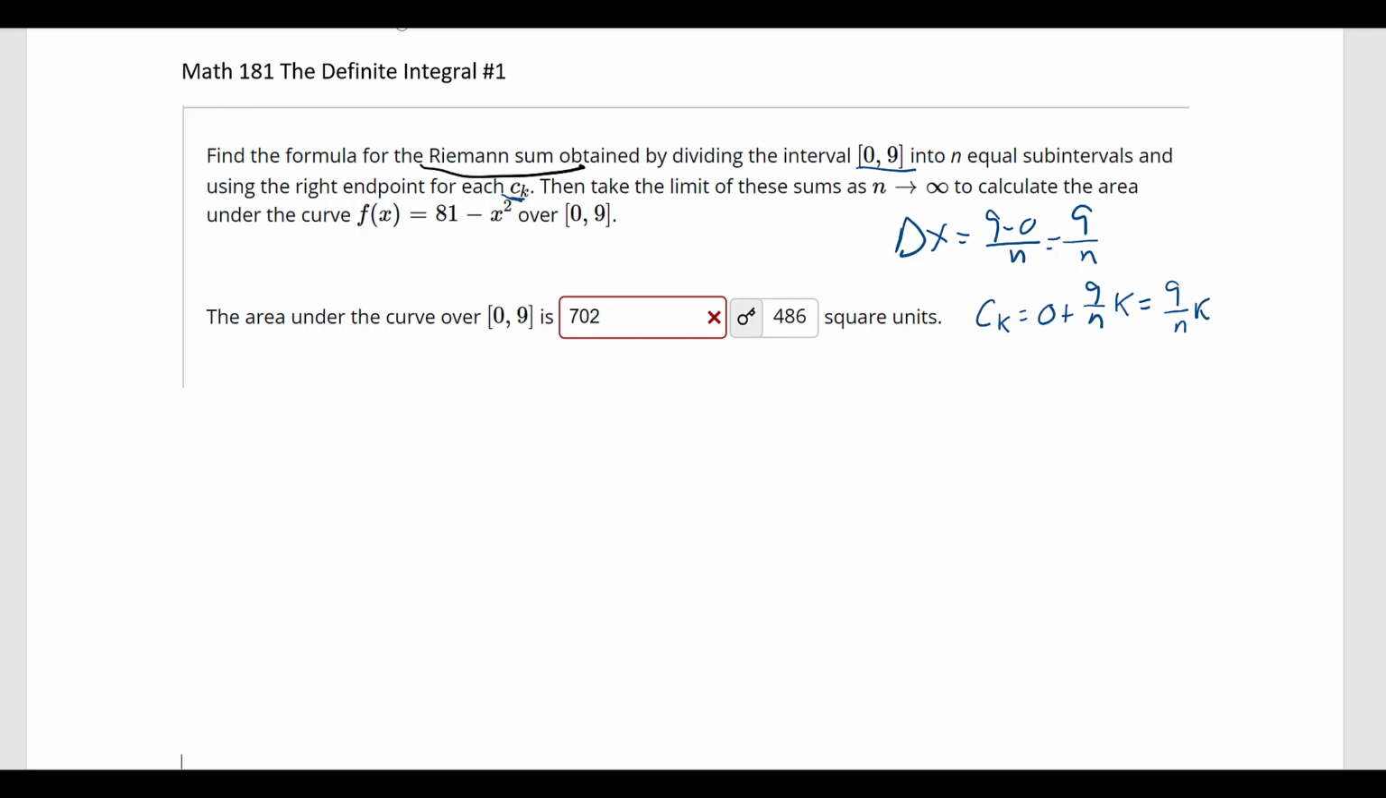Now, because it's the right end of the intervals, just think about the intervals 1, 2, and so on. We want the right end of the interval, so we'll start with our k being 1. It doesn't make a big difference if we did k at 0, but we'll go with k starts at 1, and that'll help us to come up with the formula probably a little bit easier.